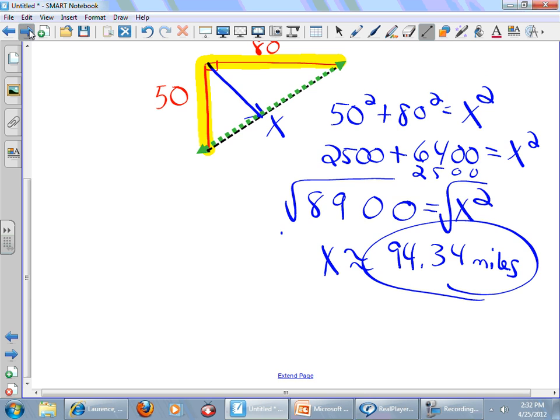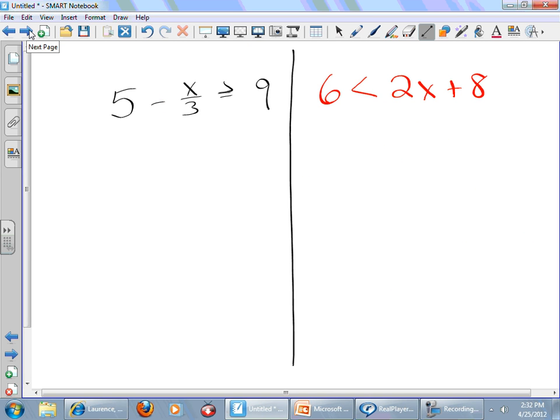Okay, so it's a Pythagorean theorem problem where you had to look for the right triangle. Do that tomorrow. Look for right triangles. All right, let's talk about solving some inequalities here because I think some of you are rusty on it.